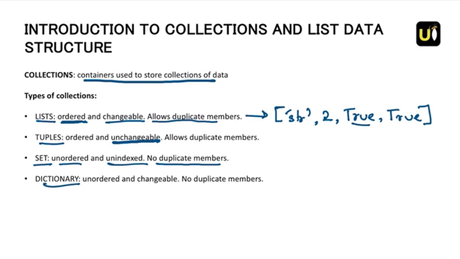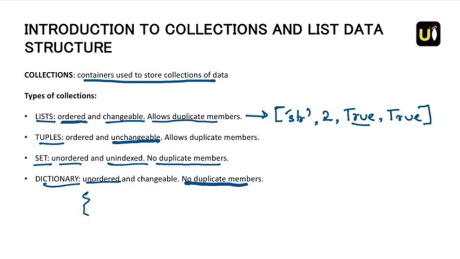But in set, every person you're taking in a set is distinct when you're making a set of people in a particular subject. So every person is distinct. So there are no duplicate members included in the set. And dictionary is also similar. There are no duplicate members in the dictionary as well. And it is also unordered. The order doesn't matter. And it is also changeable. That is, you can edit it later.